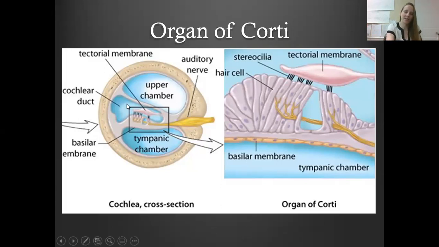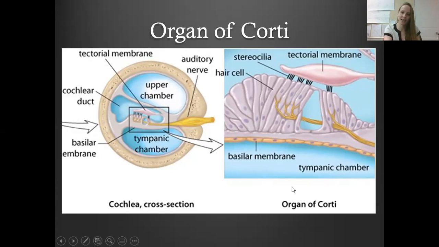And as you can see in the middle chamber there, we have the basilar membrane along the bottom, the tectorial membrane along the top, and the hair cells in the middle. If we just zoom in over here, again, this is the basilar membrane on the bottom, the tectorial membrane on the top. These are the hair cells, and the little black things are the stereocilia.